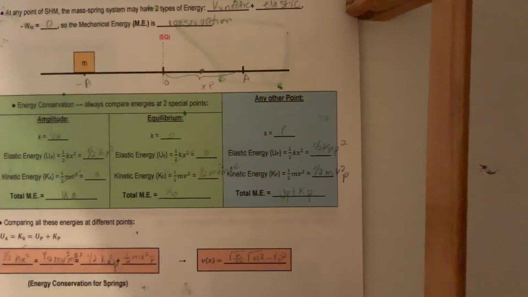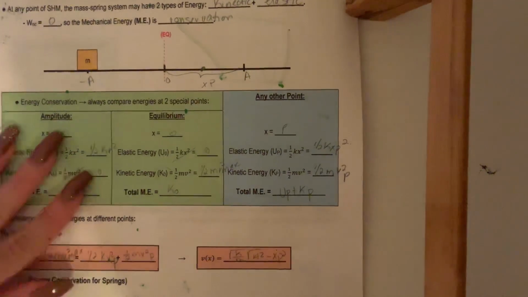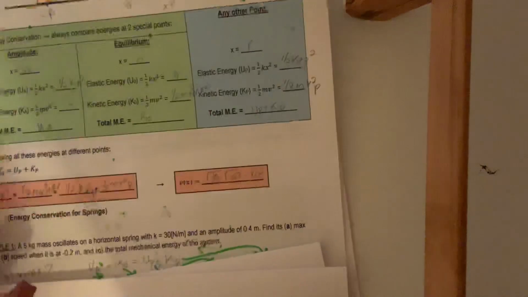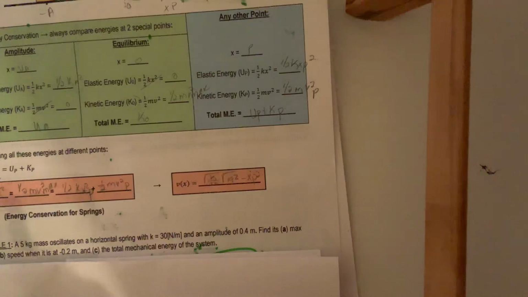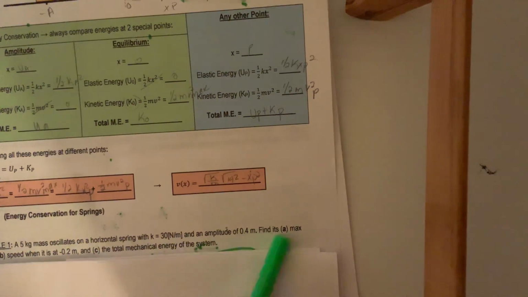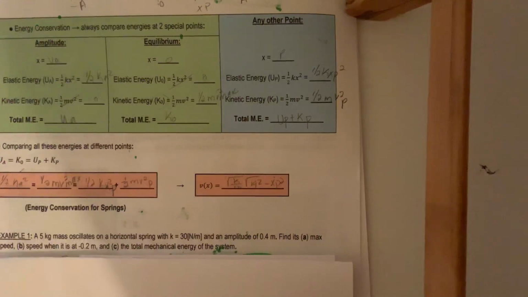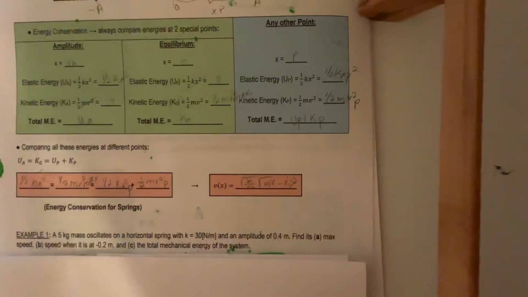And here for the total mechanical energy with the results. Here it is. Sorry, I'm explaining this. Alright, so here for A, we're being asked for the max speed. Can you see it well there? Yeah, sorry.